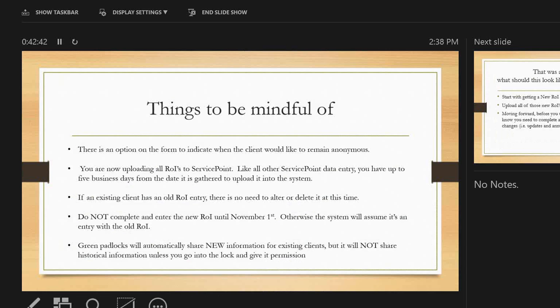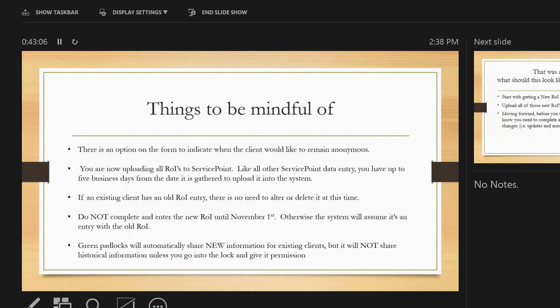Do not complete and enter the new ROI until November 1st. So any ROI entry that's put in the system before November 1st, it's automatically going to assume it's with the old ROI, and it's going to ask you to make a new one. Same thing for other agencies. If they see an ROI entered before that, the assumption is going to have to be it was with the old ROI. So I know you're all excited, but just hold off for a sec.